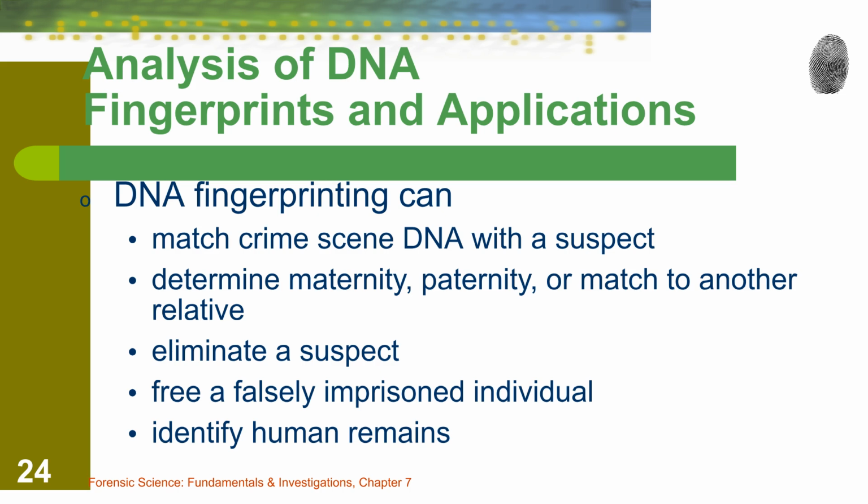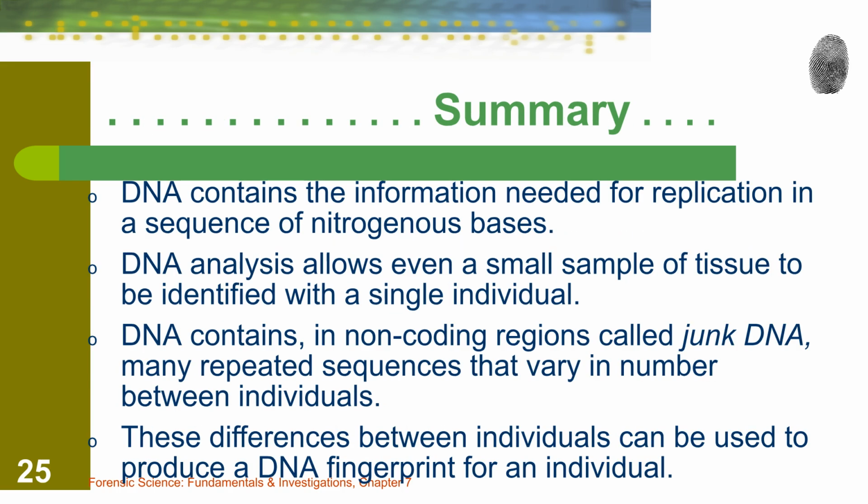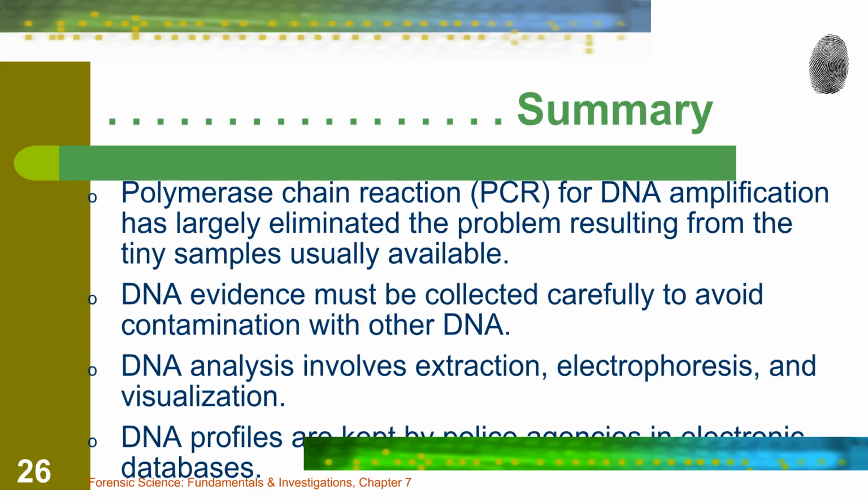DNA fingerprinting applications include matching crime scene DNA, determining maternity and paternity, eliminating suspects, freeing falsely imprisoned individuals, and identifying human remains. In summary, DNA contains the information for replication in a sequence of nitrogenous bases. Non-coding regions, known as junk DNA, contain repeated sequences that form a unique DNA fingerprint for each person. PCR has addressed the issue of small sample sizes. DNA analysis involves careful collection, extraction, electrophoresis, and visualization. DNA profiles are stored in electronic databases by police agencies.